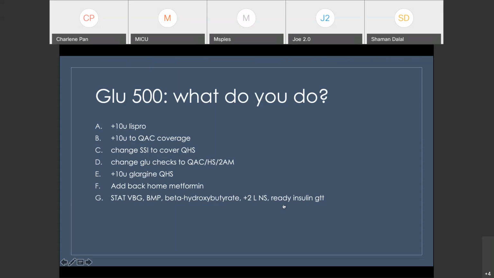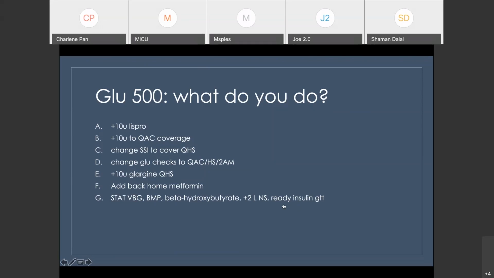I think my algorithm for going through a blood glucose of 500 is you go through that chart and see if this person's A1C is 15, then 500 is pretty much where they usually live at, and it's not something that I would usually worry too much about. I can maybe play around with either increasing the long acting or increasing the mealtime.